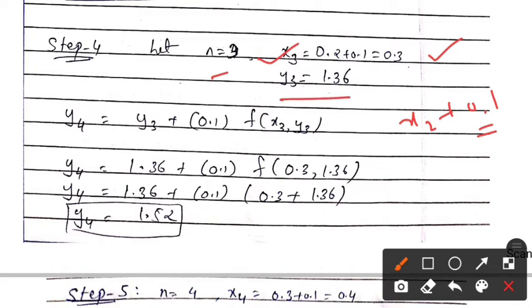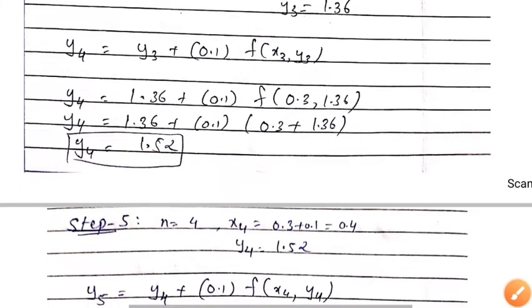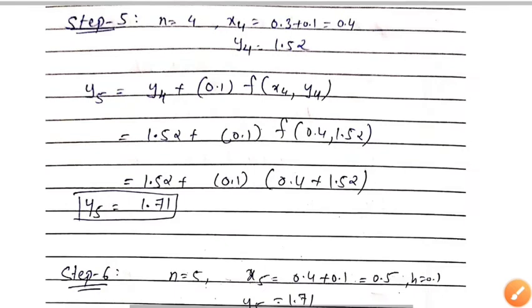Putting n equal to 3 in Euler's equation, you get y4 equal to y3 plus 0.1 into f of x3 y3. Again putting the values of x3 and y3 over here, and f of xy equal to x plus y, and solving this equation, you get y4 equal to 1.52. Okay, same way we'll go to step 5.